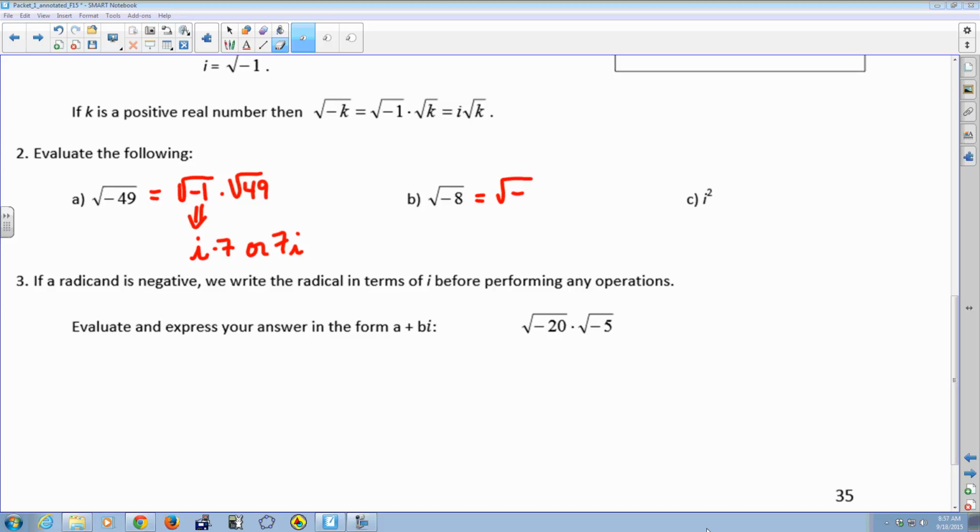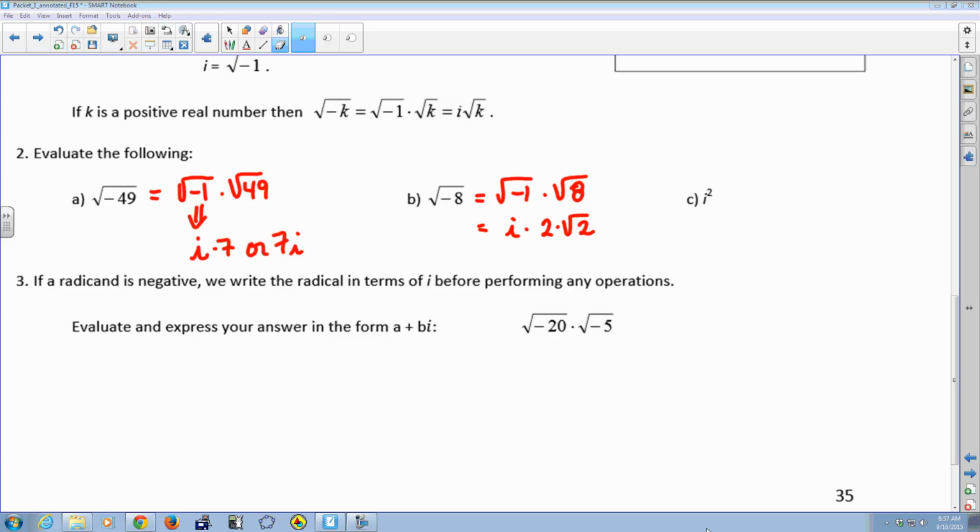Square root of -1, square root of 8. Now look up to your preview exercise, your first preview exercise. You've already simplified the square root of 8 to be 2 square roots of 2. So this is i, and the square root of 8 is 2 square roots of 2.